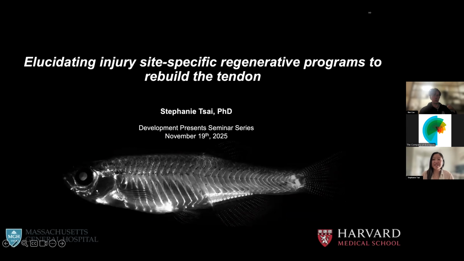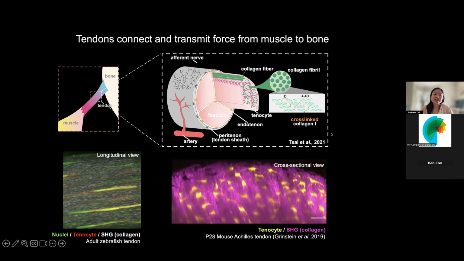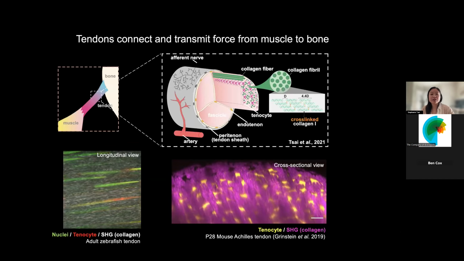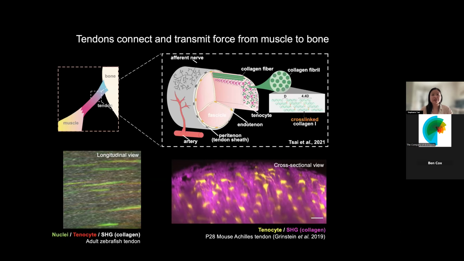I'm a postdoc in Jenna Galloway's lab at Mass General Hospital, and I'm very excited to talk to you today about my work on tendon regeneration. So tendons are essential connective tissues. They connect and transmit forces from muscle to bone, ultimately enabling movement throughout the musculoskeletal system.